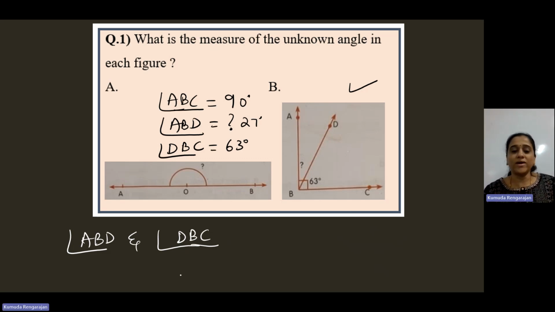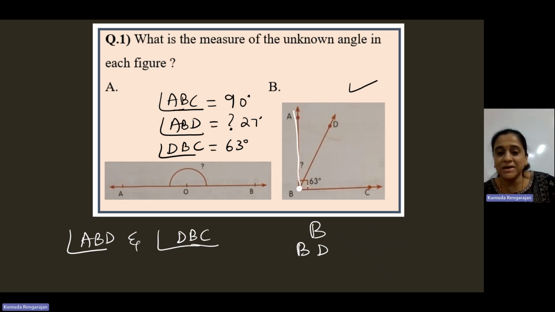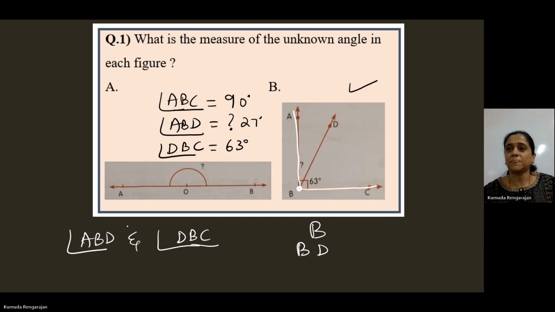ABD, DBC. They are adjacent angles. Why? Because they have a common vertex B. Common arm? BD. Very good. And which are the non-common arms? AB and BC. These are non-common arms. And where do they lie? They lie on either side of the common arm. One lies to this side and one lies somewhere below. They lie on opposite sides of the common arm.